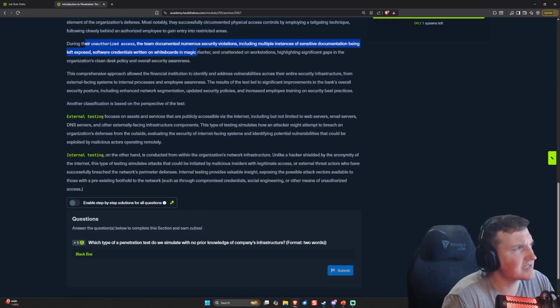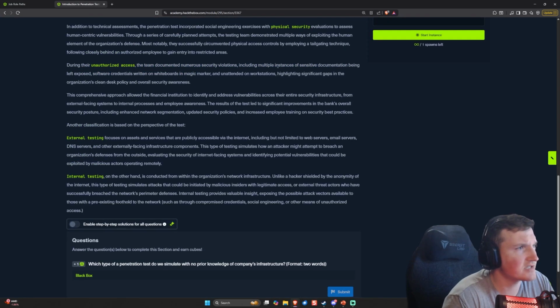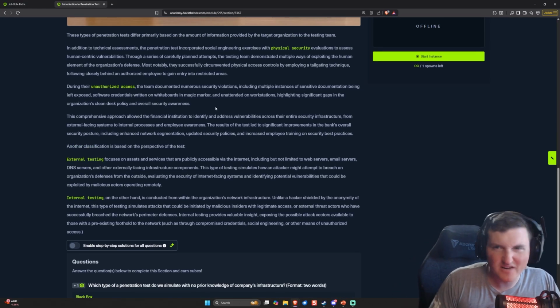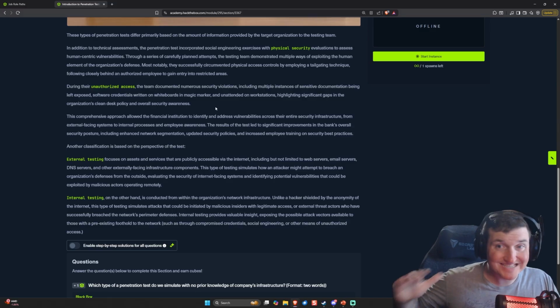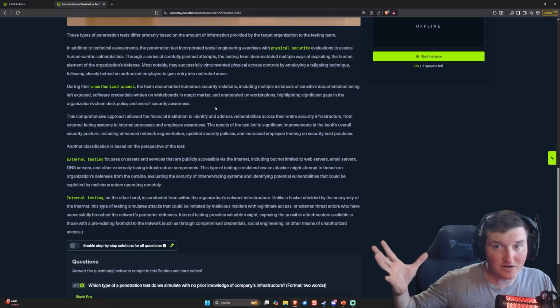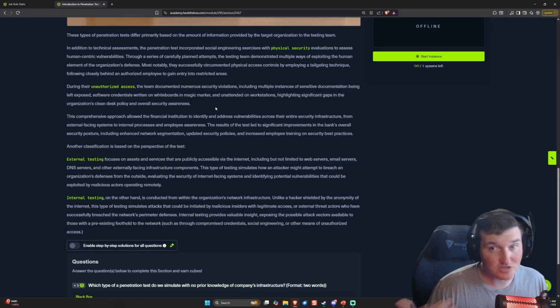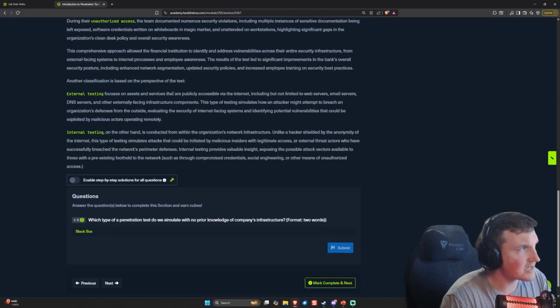During unauthorized access, the team documented numerous security violations, sensitive documentation being exposed. So there's companies out there, especially like military and government, that'll have sensitive compartmentalized information. Maybe you have sensitive documents that are confidential that you can't have out, and they're just laying on the desk and stuff like that. So if someone physically gets access, that's just as bad as getting access to the computer, et cetera. So there's those types of things.